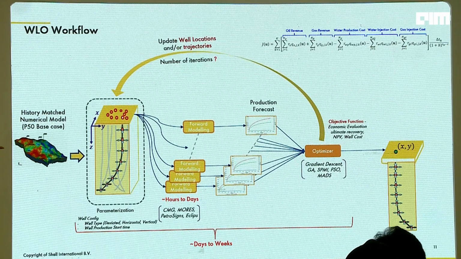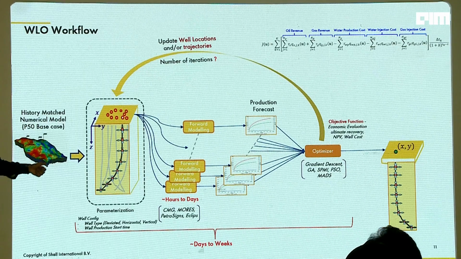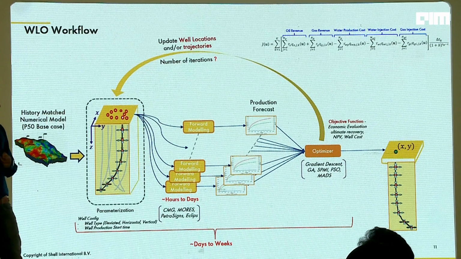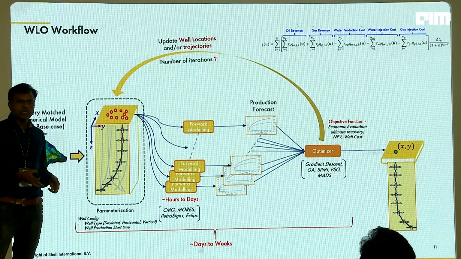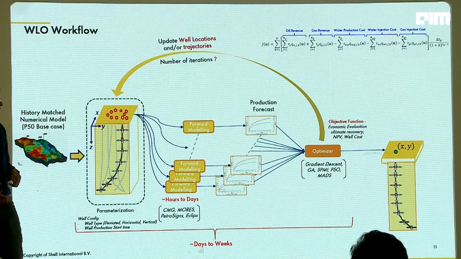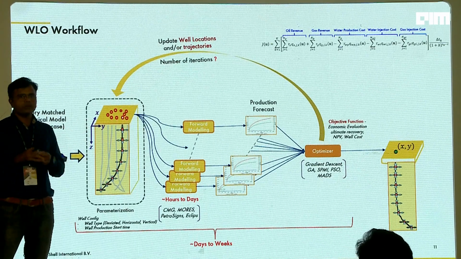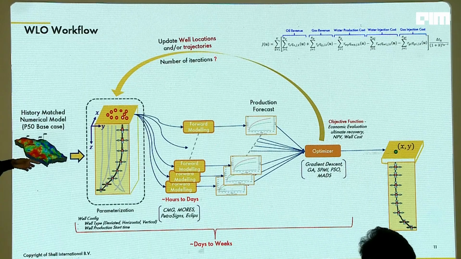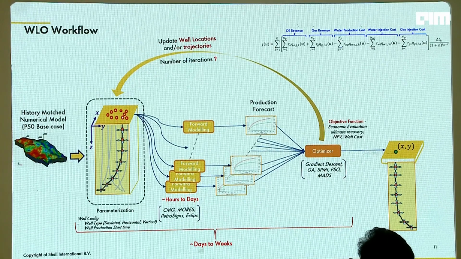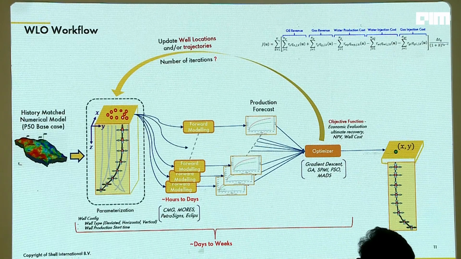In a forward simulation, or forward modeling, we use physics-based flow simulators to generate the information called the production forecast for many years. That's the time-consuming activity. It takes maybe hours to days, and an entire workflow can take days to weeks sometimes.